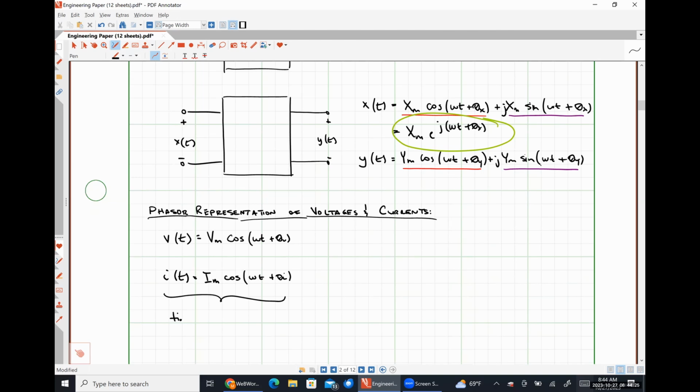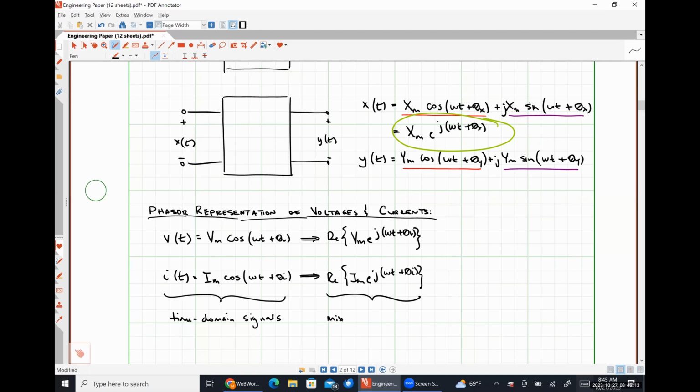And as I mentioned a moment ago, these are our time domain signals. Each of these signals is simply the real part of the following complex numbers: Vm e to the j omega t plus theta v, and Im e to the j omega t plus theta I. I'm going to call this a mixed domain signal because it's kind of in between the time domain and the frequency domain. So it's a complex number representation.